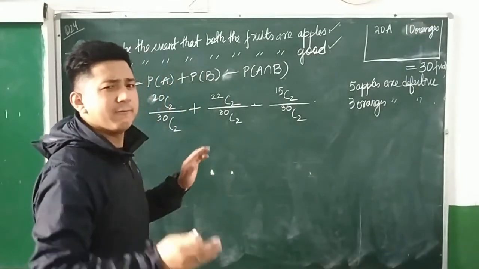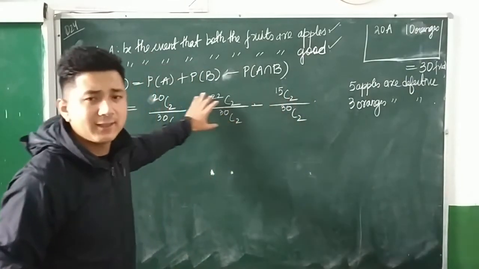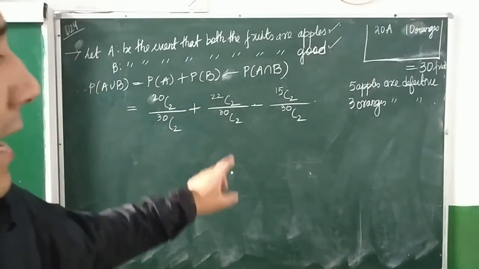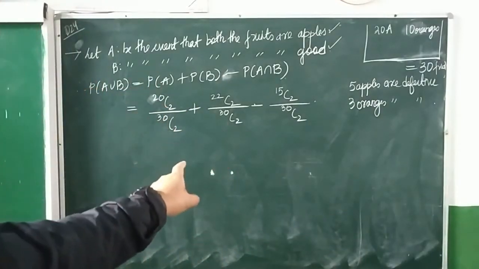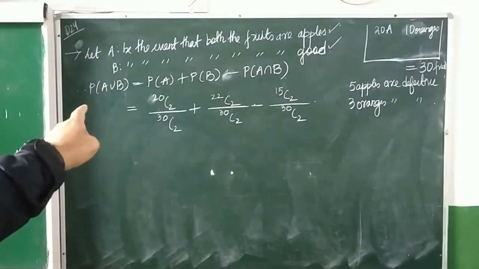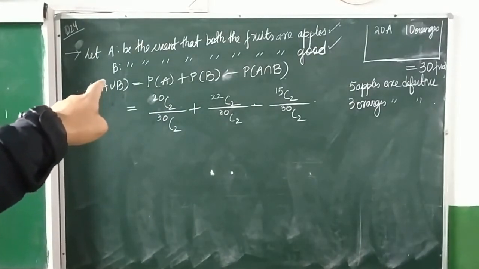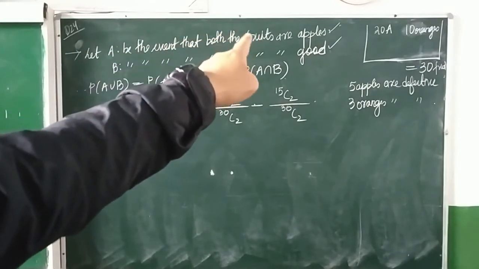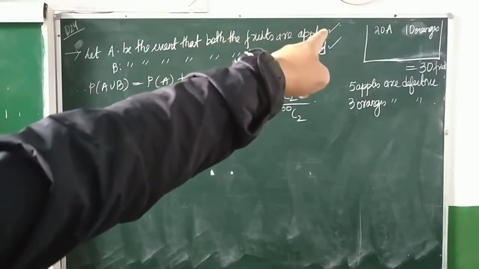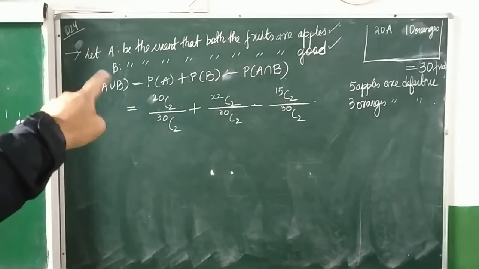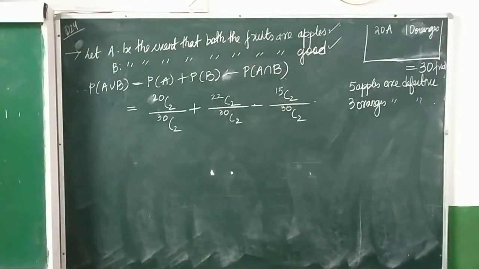You might be a little confused with this calculation or with these values, but hang on for a while. Think of this properly. Why have I written 20C2? What is my A? Probability of A. A means both the fruits will be apples. So how many apples are there? 20. That's why 20C2, because I am drawing two fruits at a time. Probability of A means what is the chance of getting both apples? Because the number of apples is 20, it is 20C2 divided by 30C2, because that's the sample space.